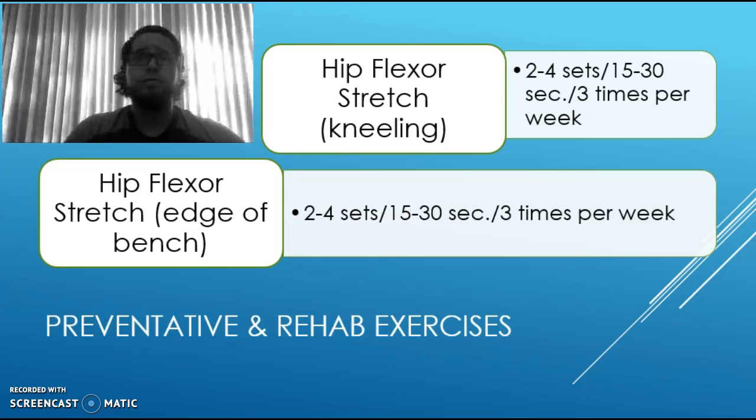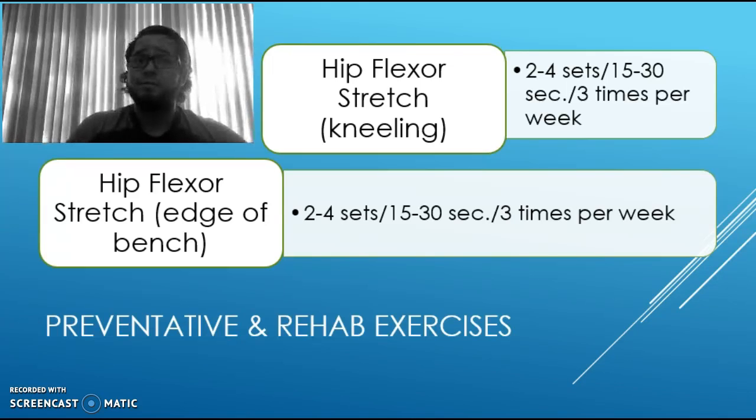If you feel discomfort in the front of your knee, place a towel under your knee, keeping your back straight. Slowly push the hip forward until you feel a stretch in the upper thigh of your back leg and hip. Hold the stretch for at least 15 to 30 seconds. You want to do this about 2 to 4 sets, 3 times per week.